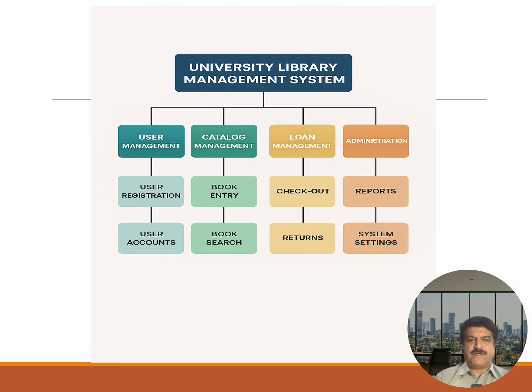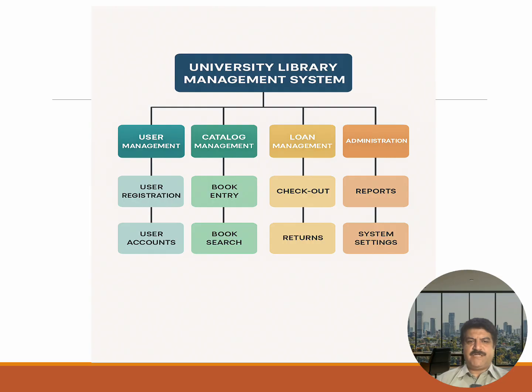Now you can see the work breakdown structure of the university library management system. First of all, we will divide it into main modules, like user management, catalog management, the loan or issue management of the book, and then finally the administration. We can also include another module to reserve a book as well.